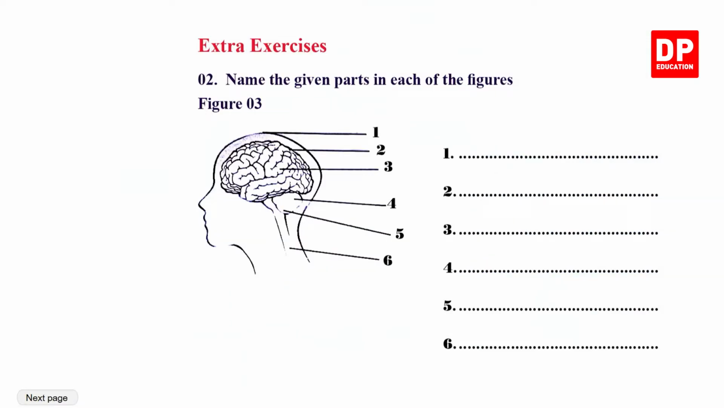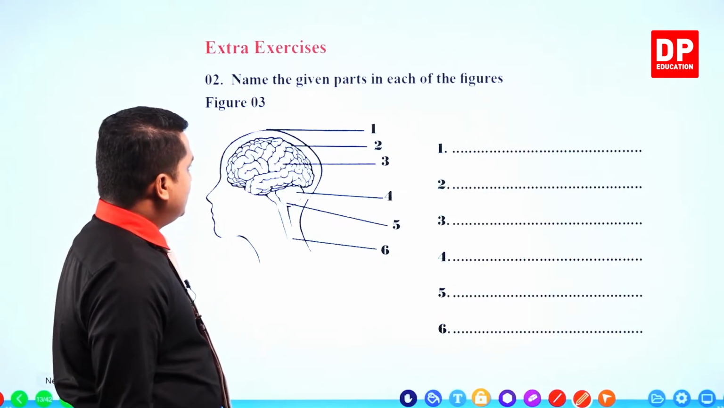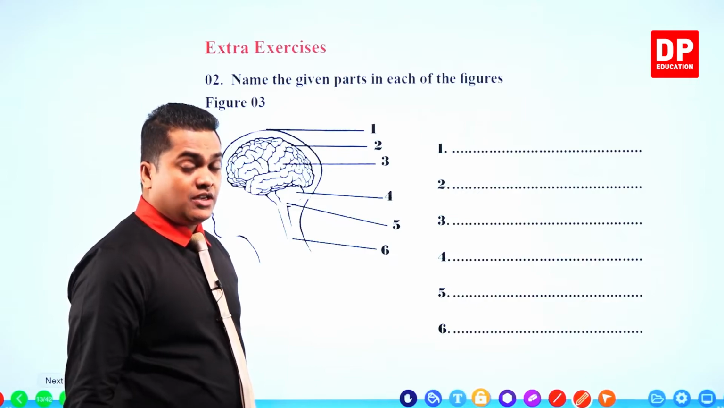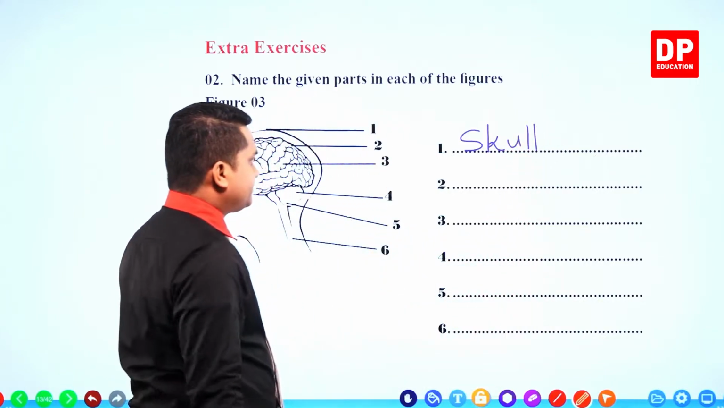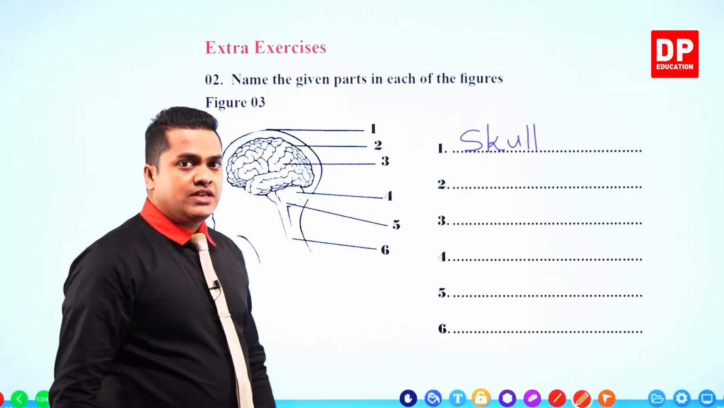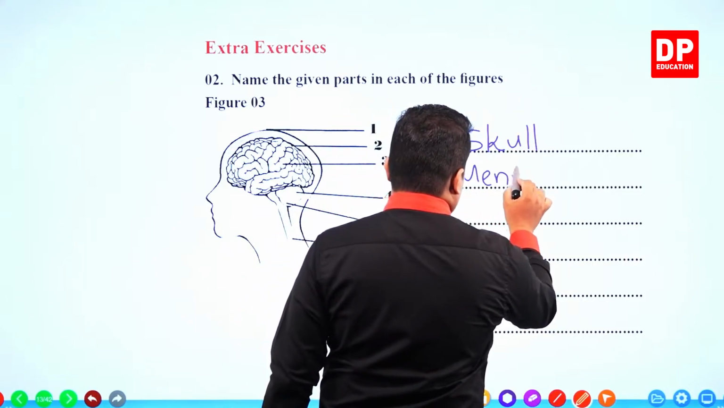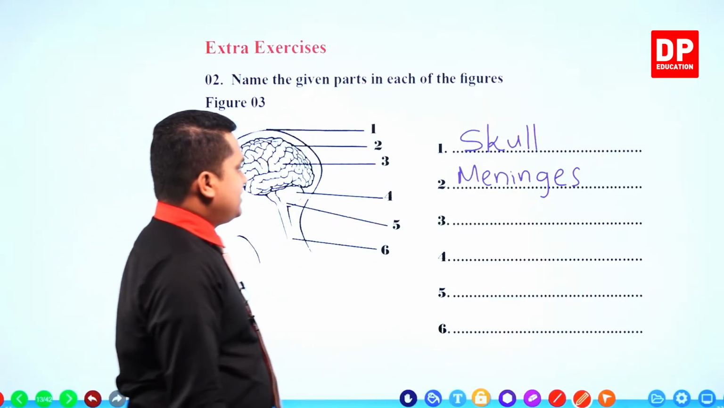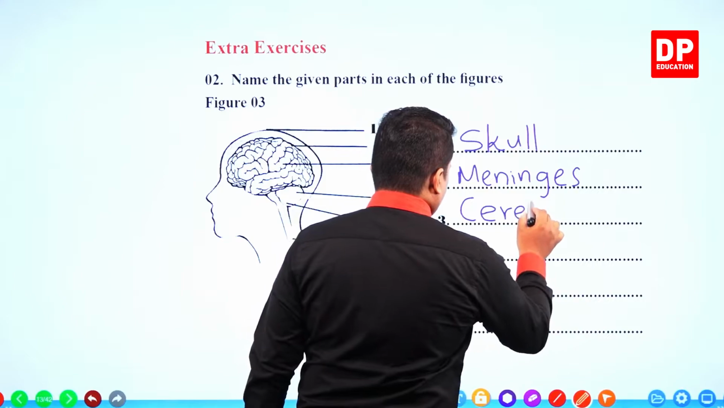In the third figure, you are given the parts of the central nervous system, which includes the brain and the spinal cord. So let's mark the parts. Number 1, this is the protective bone of the body, especially of the brain. So this is the skull. Number 2, the outermost layer of the brain, consists of meninges. Number 3, that is the cerebrum.